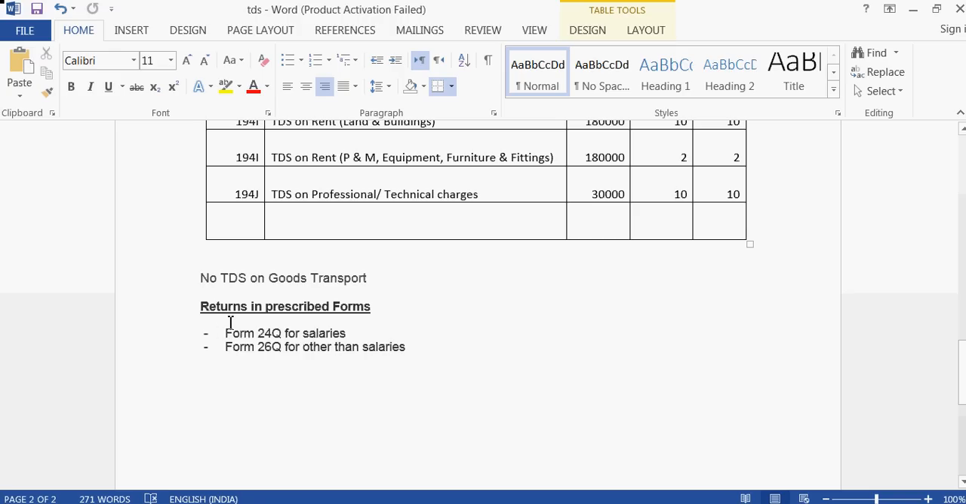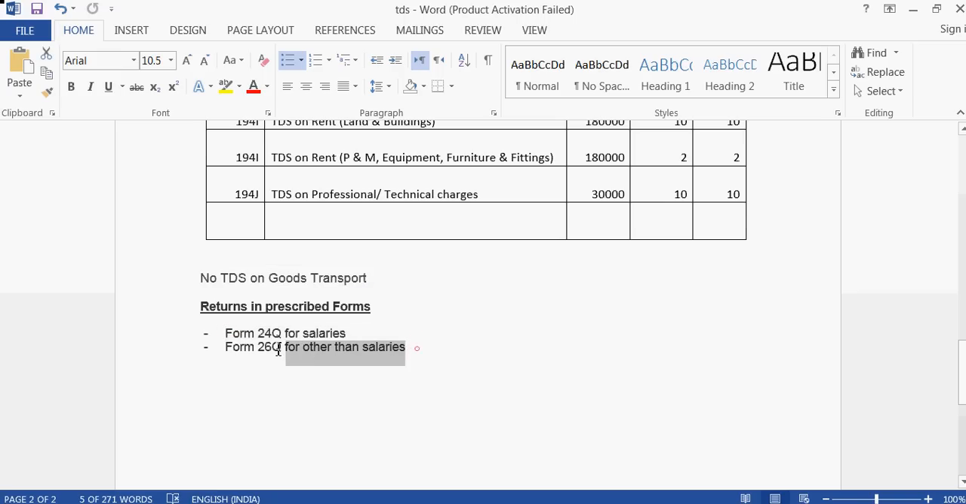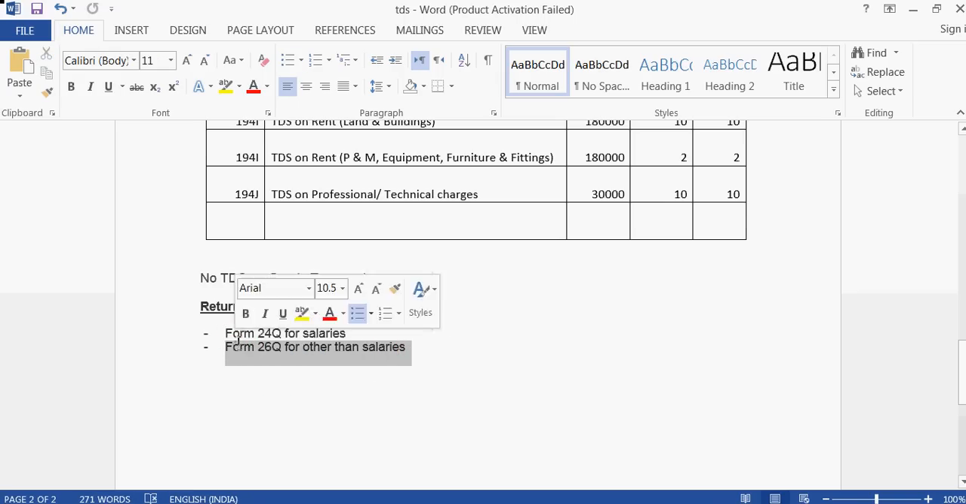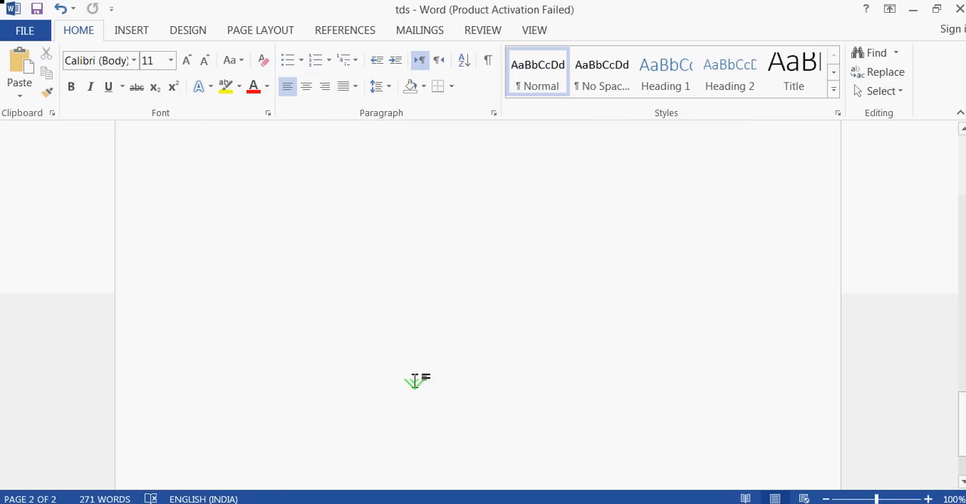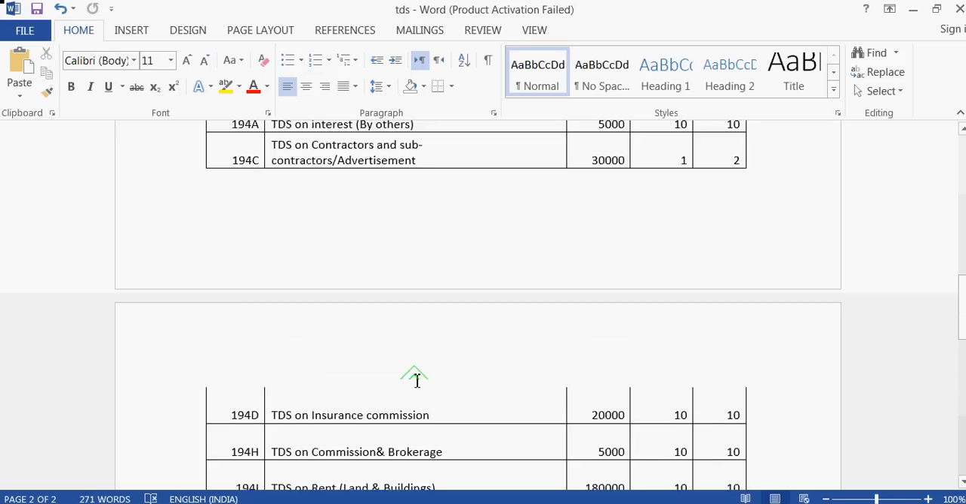Returns are in prescribed forms. Form 24Q is for salaries. This format helps us file quarterly eTDS returns, and it is only for salaries. We can use 26Q for non-salary quarterly return filing, eTDS quarterly return filing.